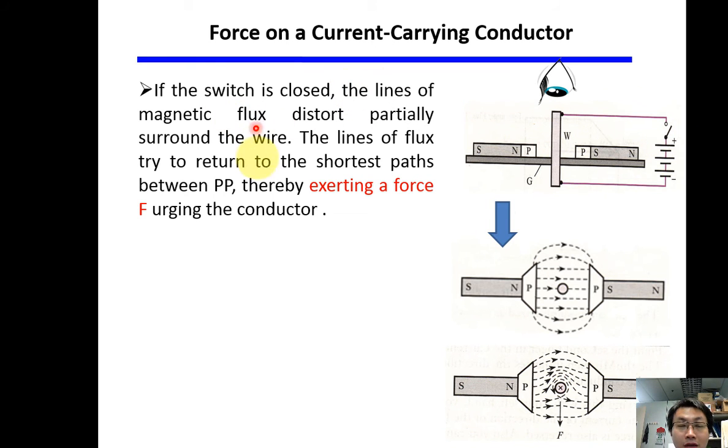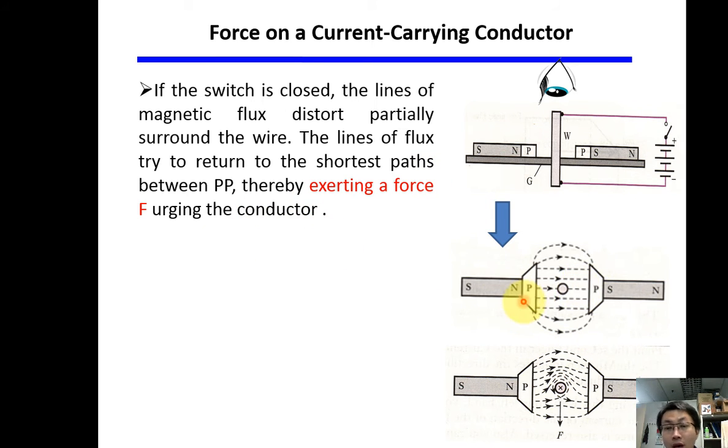So the lines of the magnetic flux distort, partially surrounding the wire. Distort means, for example, the line should go straight through, but because there's a current passing through the conductor, the line is distorted like this. It becomes bent. Distorted means bent. So the lines of the flux try to return to the shortest path between P and P. They are trying to return to their original state. Thereby, they exert a force F urging the conductor.